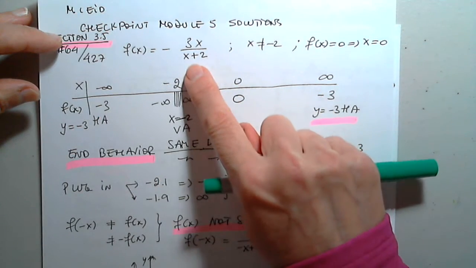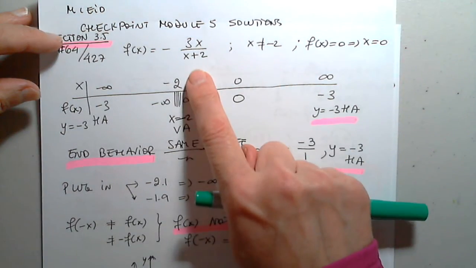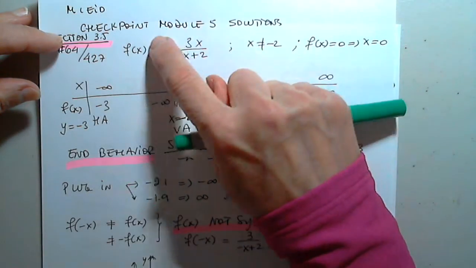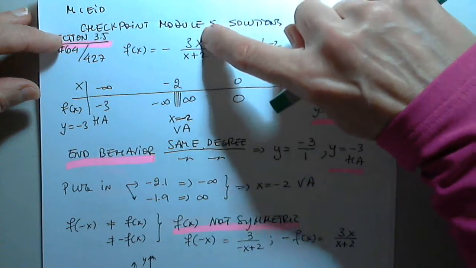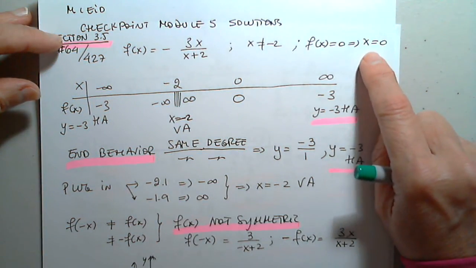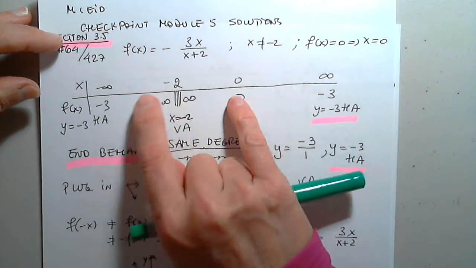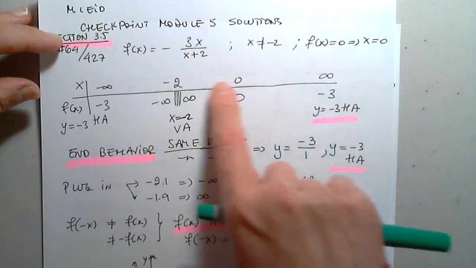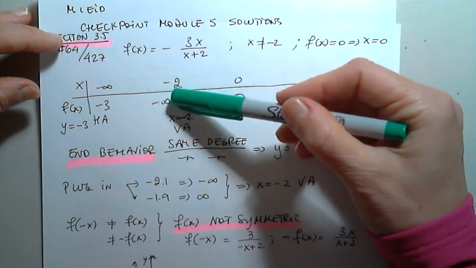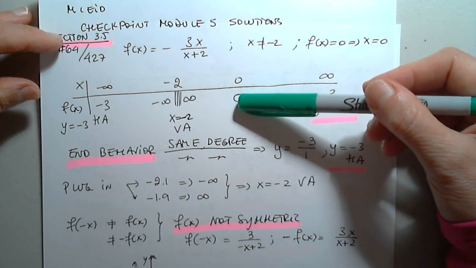We notice that the denominator cannot be 0, so we know that x cannot be negative 2. That will make the denominator 0. And we know that a fraction is 0 when the top is 0. So f of x is 0 only when 3x is 0, which means automatically x is 0. These are the only numbers I need in the table for the x values. Negative 2 means this does not exist, and 0 is 0.